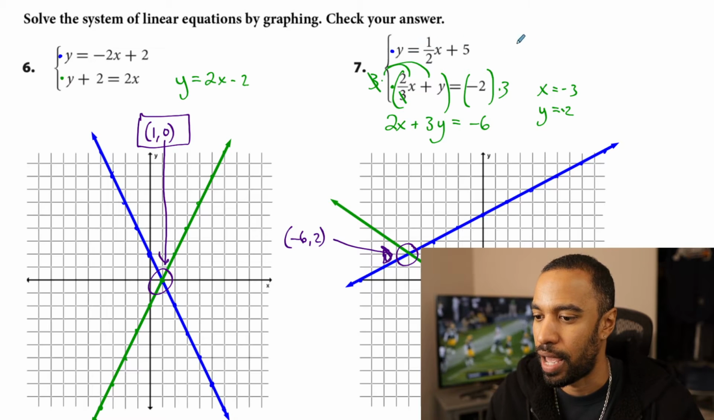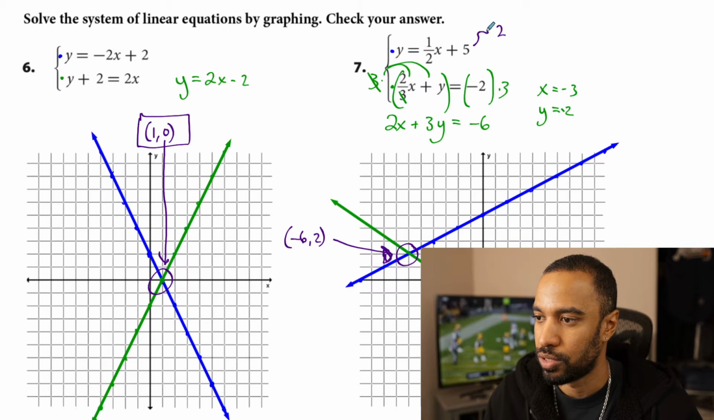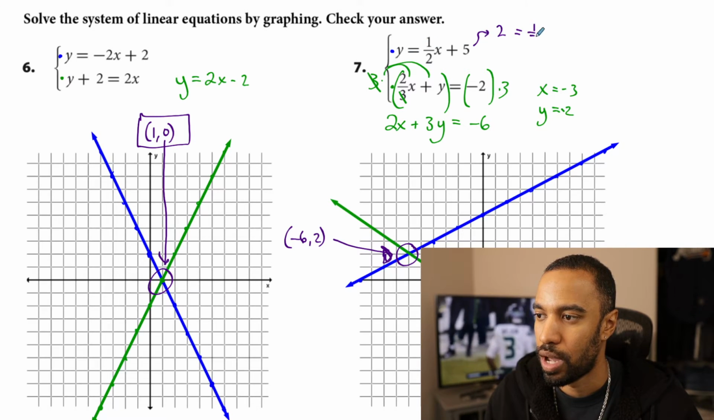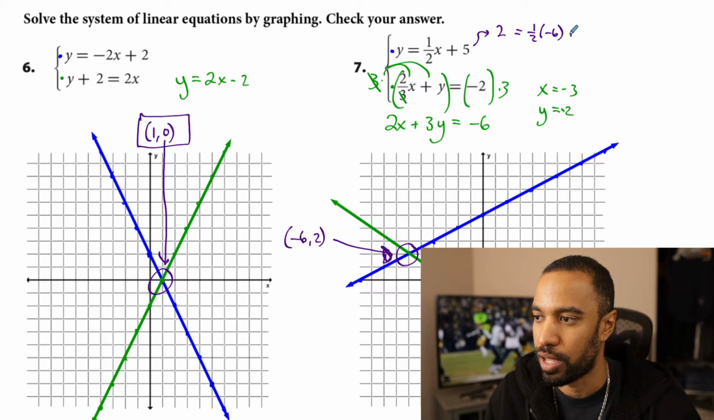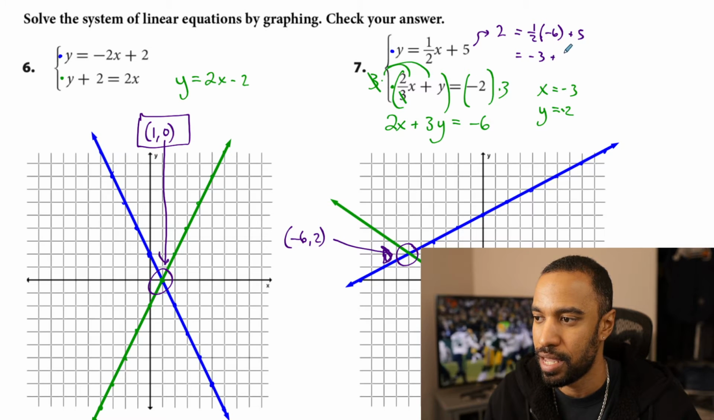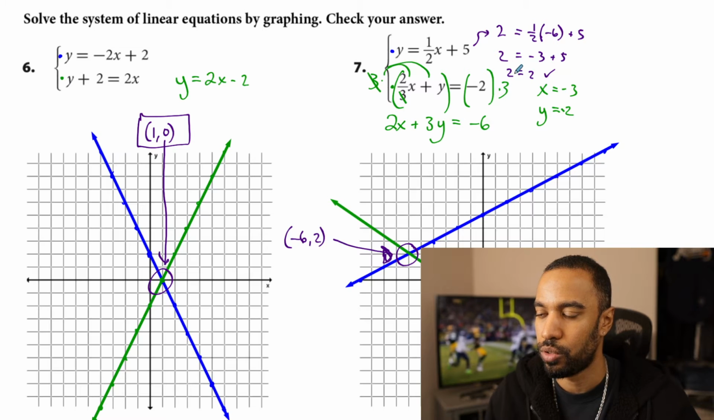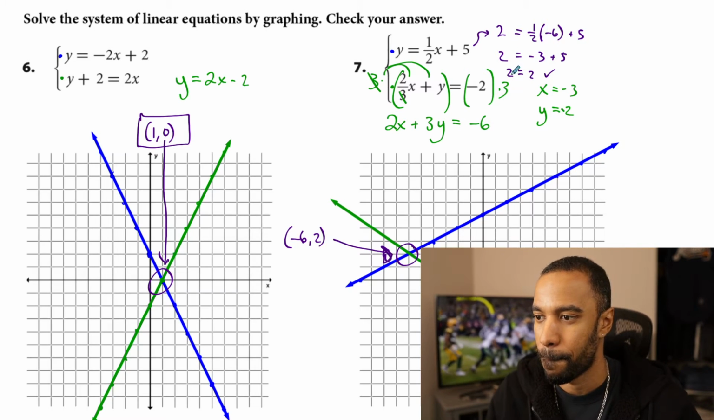-6 for x, 2 for y. 2 equals 1/2 of -6 plus 5. Half of -6 equals -3. -3 plus 5 equals 2. So 2 equals 2. The first equation checks out.